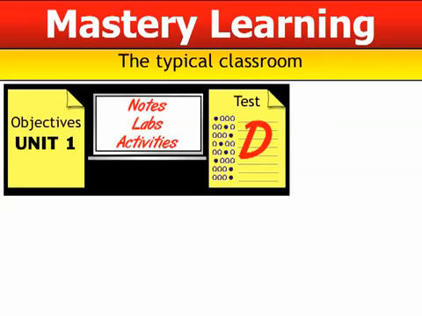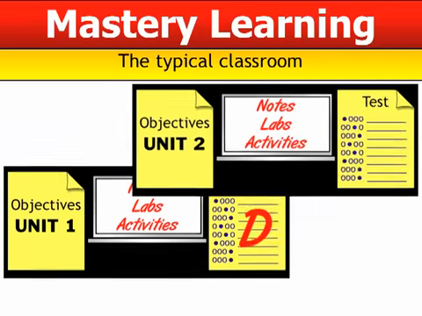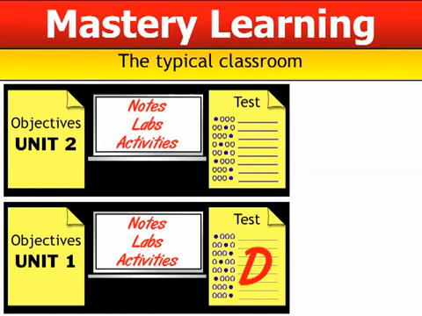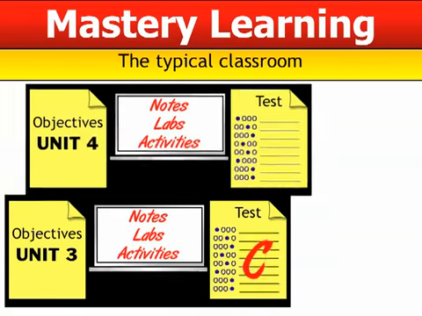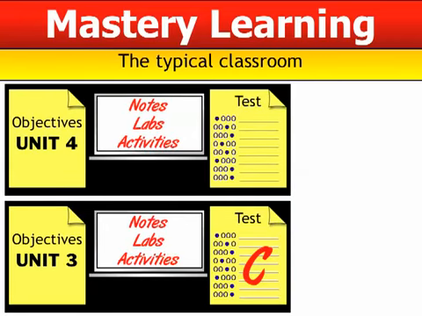Let's say the student gets a D. Then the second unit begins. Second unit, same idea: objectives, labs, notes, activities, all those things in between, and they take a test, and this time they get a B. So now they're averaging between a B and a D. And this process continues in the typical classroom. Objectives, notes, labs, tests. So now I've got my grades, a C, B, and a D, and there's nothing really I can do about them. And so the process continues on.